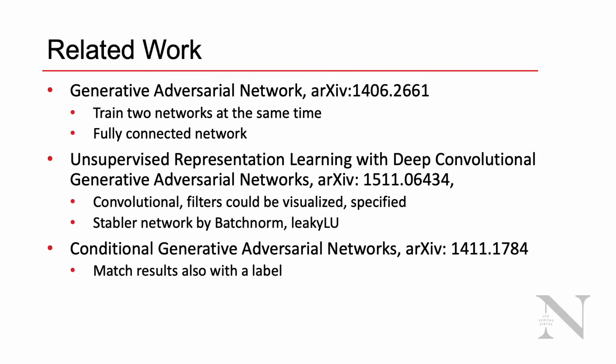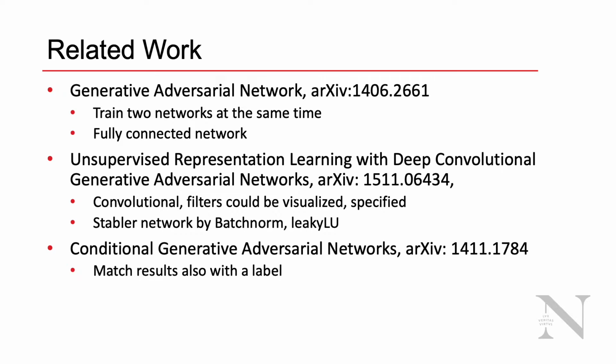My work is based on the first version of GAN published by Ian Goodfellow in 2014, which proposed training two networks at the same time. With the huge success of GANs, they keep on evolving, and DC GAN was proposed to address a couple of issues of GAN.